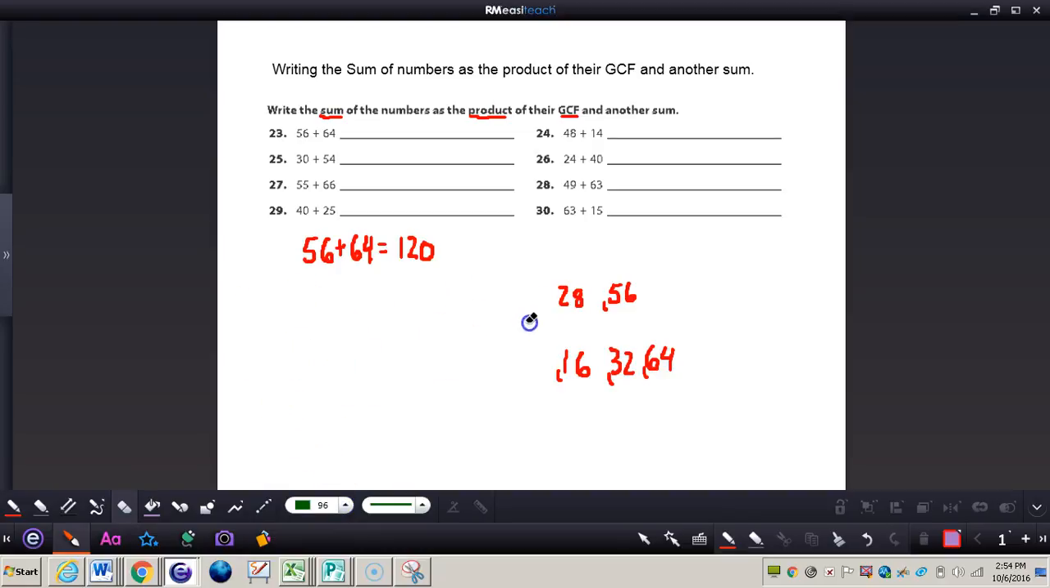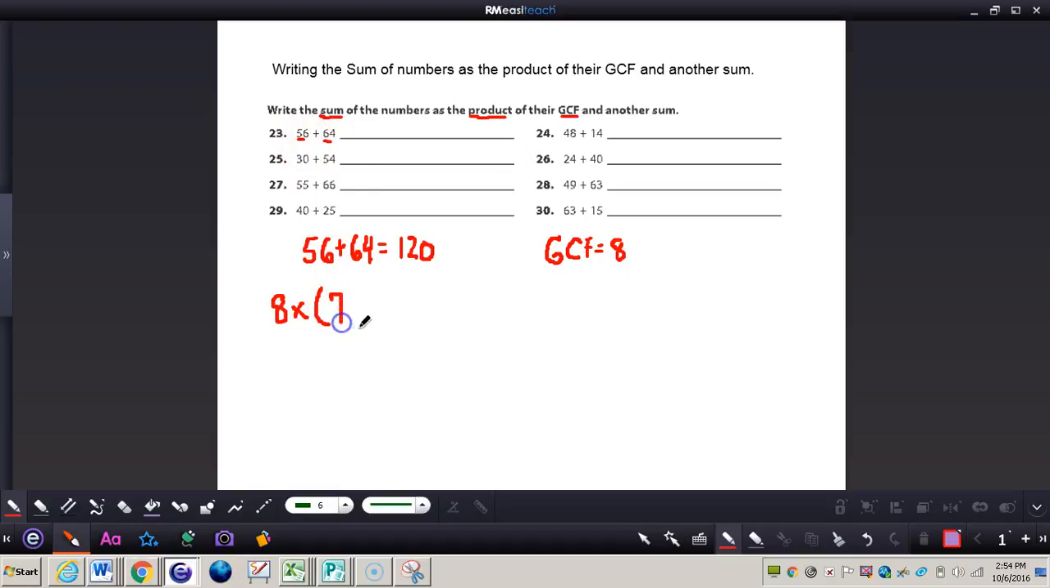So I know my sum is 120. My GCF is 8, of 56 and 64. Now what I need to do is write out the sum of numbers as the product of their GCF and another sum. So first of all, we're going to set up a multiplication problem. 8, GCF is 8. Remember, product of the GCF. So 8 times, and then what you can do is you can look at 56 and 64 and put these in parentheses.